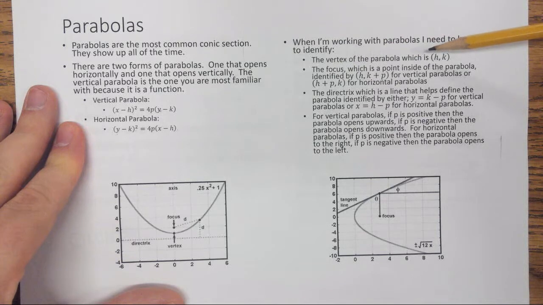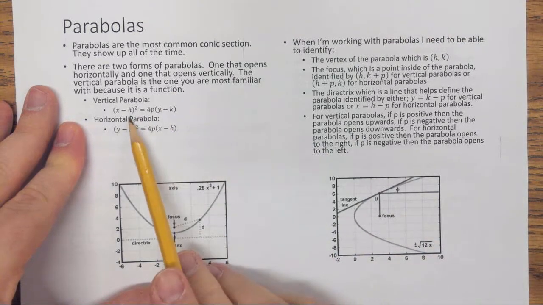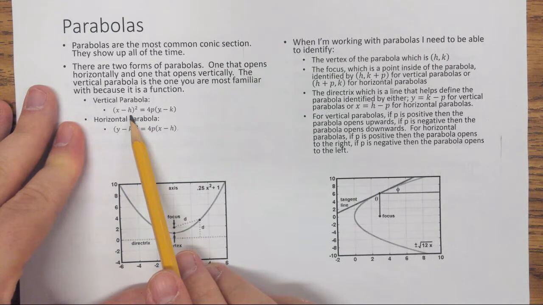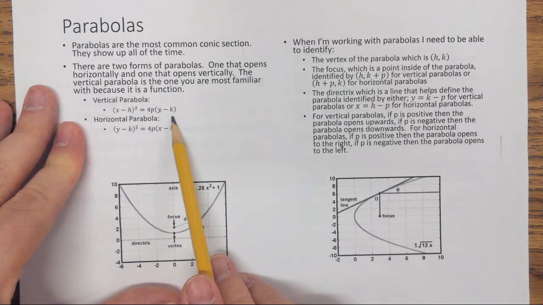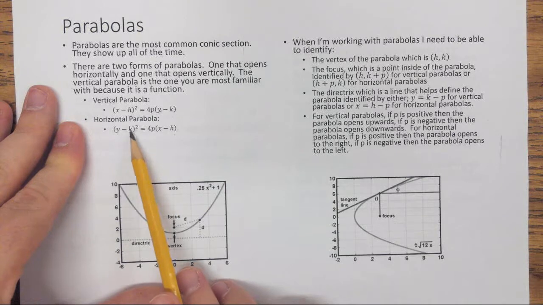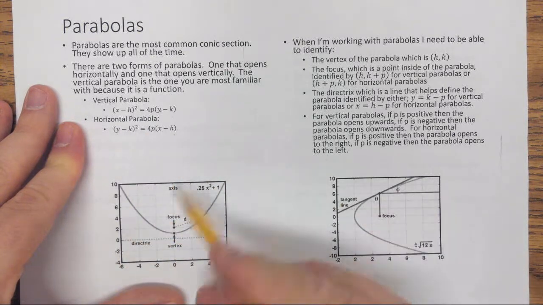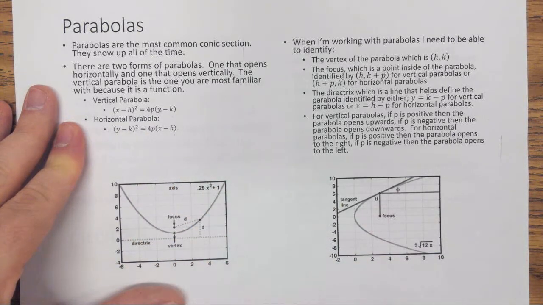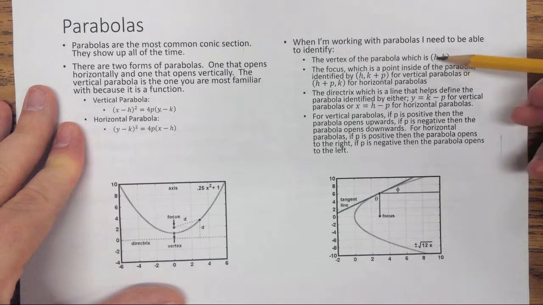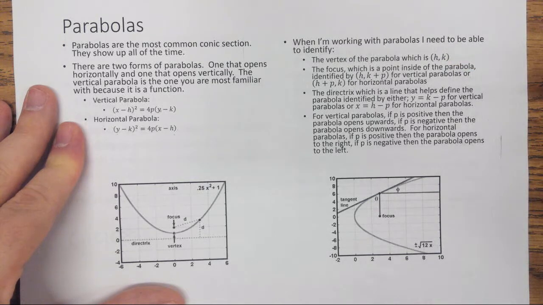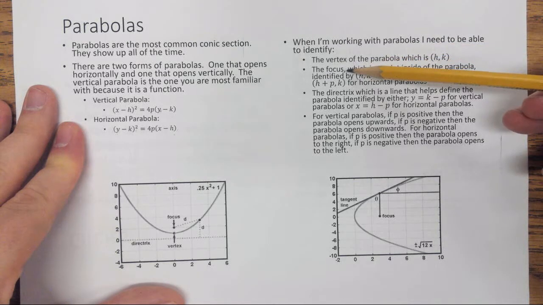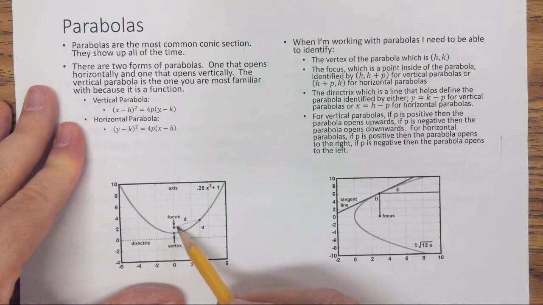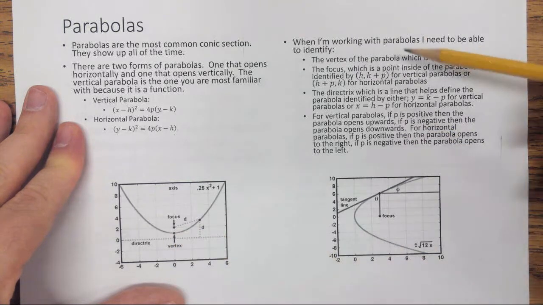When I'm trying to work with parabolas, I need to be able to identify the vertex of the parabola, which is very similar to the center of the circle where we've got h and k. So h is the value that's with the x, k is the value that's with the y. That does not change. So the vertex, this point right here, the lowest point on your curve, is identified by h and k in the same way that it's identified with the circle. There's something else, a little imaginary point inside of your parabola, and it's called the focus.